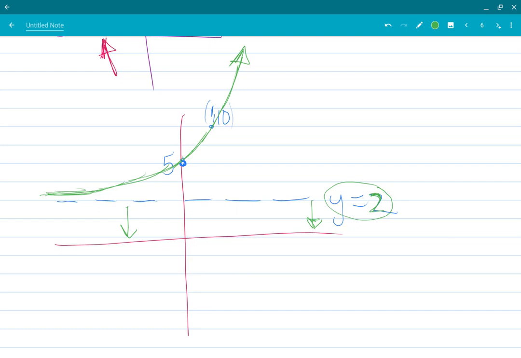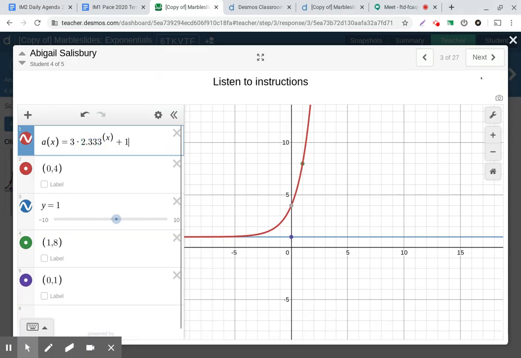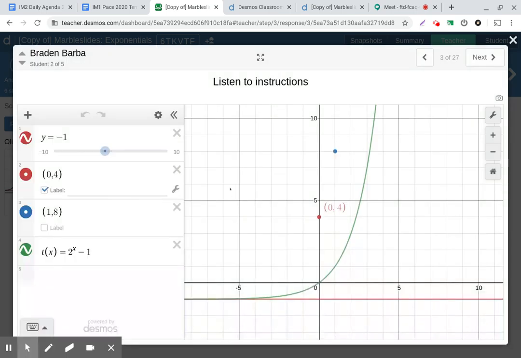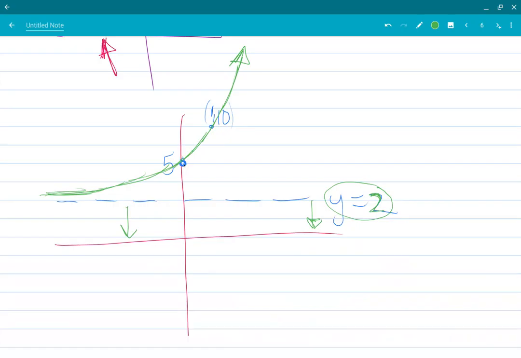So let me look at your guys' graphs. What do you do for the first number, like in your function? So what you want to do is bring the 5 and drop it by 2. So what's it going to be? 3. So it's really 3, right? That's really your starting number. I put 3 right here. Yeah, that's your first number.